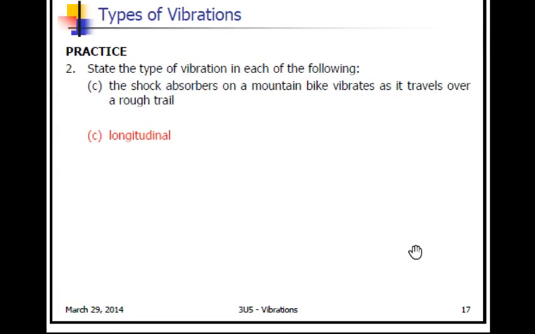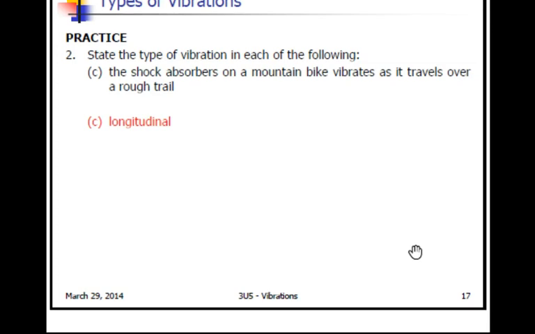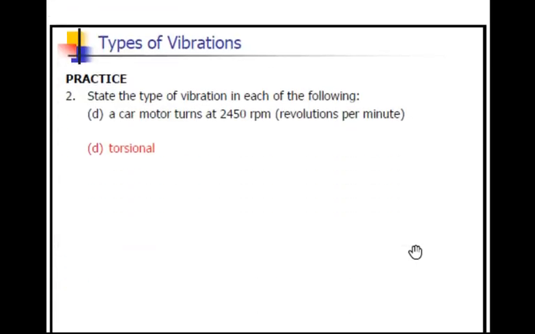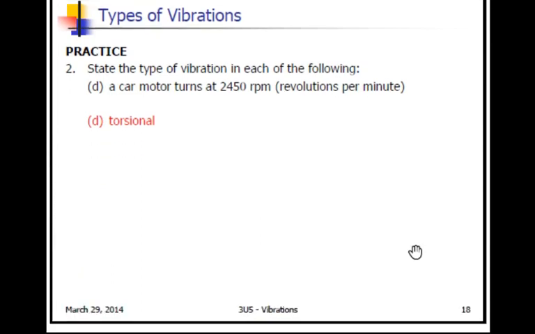The shock absorbers on a mountain bike vibrate as it travels over a rough trail. These again would be longitudinal. Shock absorbers vibrate in the direction of the rest axis, parallel to the rest axis. And then we have a car motor that turns at 2,450 revolutions per minute. That would be a torsional vibration.